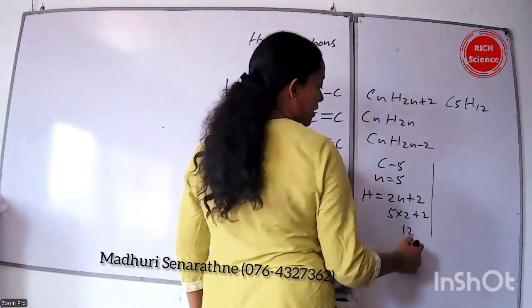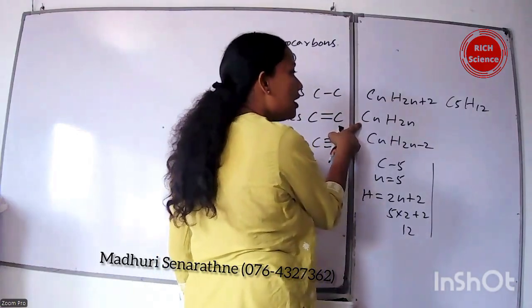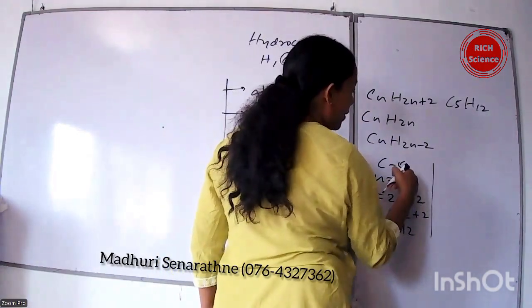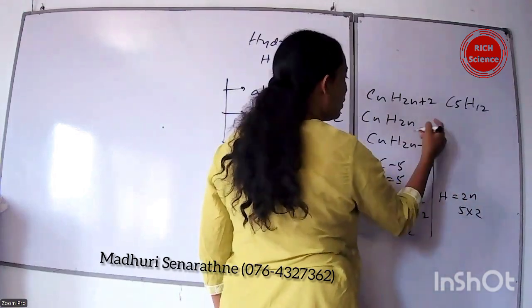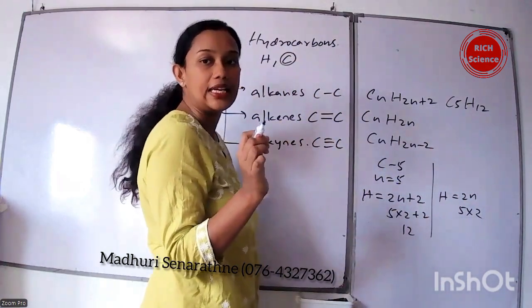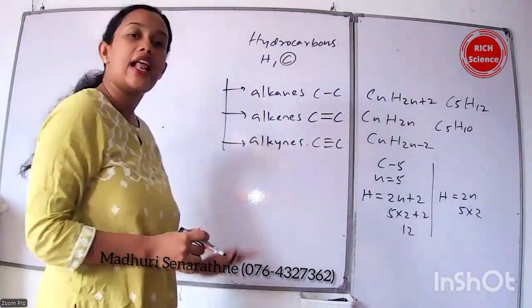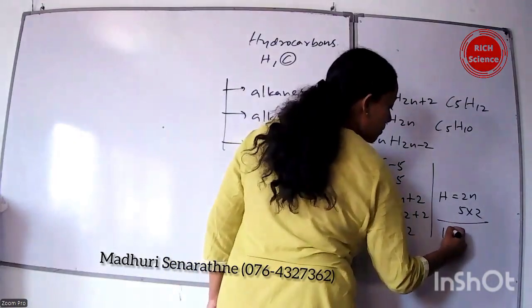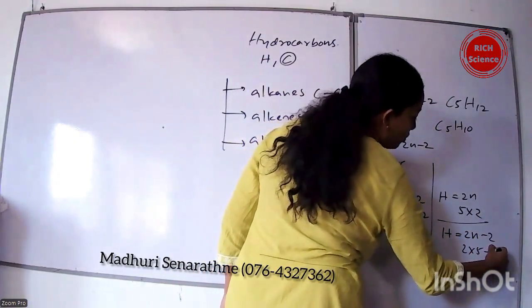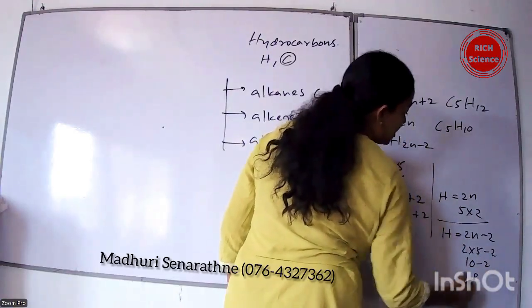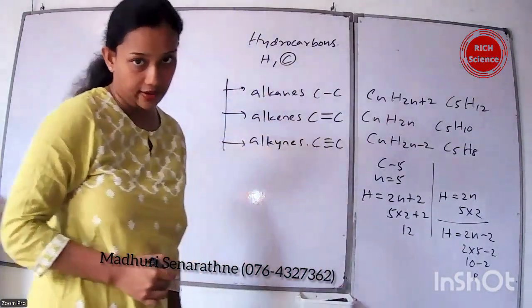If it contains 5 carbons and if it is an alkene, what about the real formula? 5 carbons, hydrogen 2n, which means 5 into 2. Therefore, the formula for the 5 carbon alkene is C5H10. If it is an alkyne, what about the hydrogen amount? 2n minus 2, which means 2 into 5 minus 2, 10 minus 2 equals 8, which means C5H8.